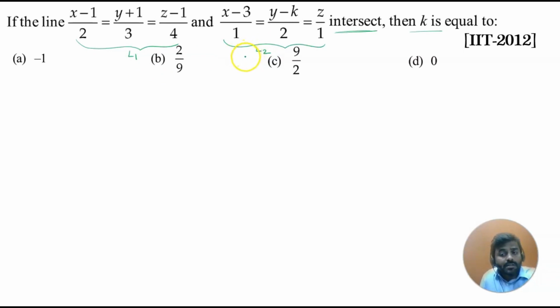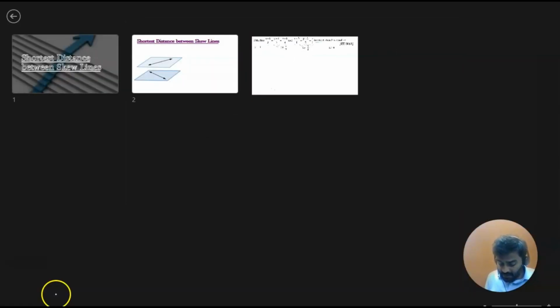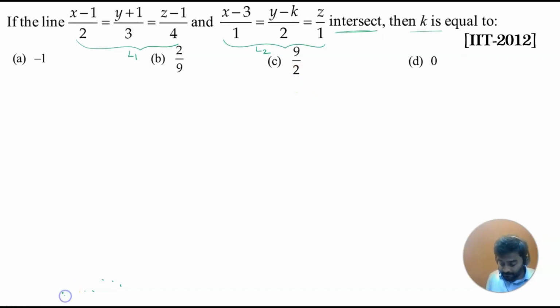These two are intersecting, which means they are not skew lines, so the shortest distance between the lines is 0. We can take directly shortest distance is equal to 0. So the shortest distance formula is nothing but, if you draw a diagram it will be easy to understand also. So write the point P here.